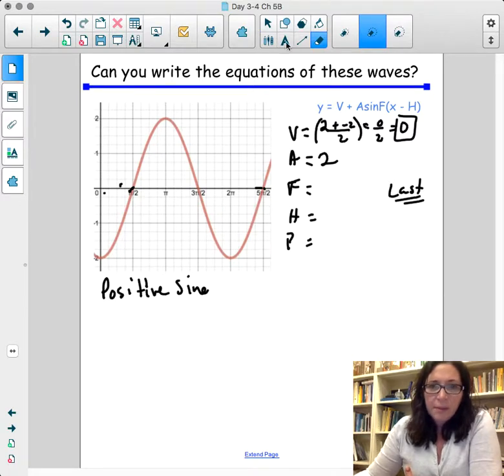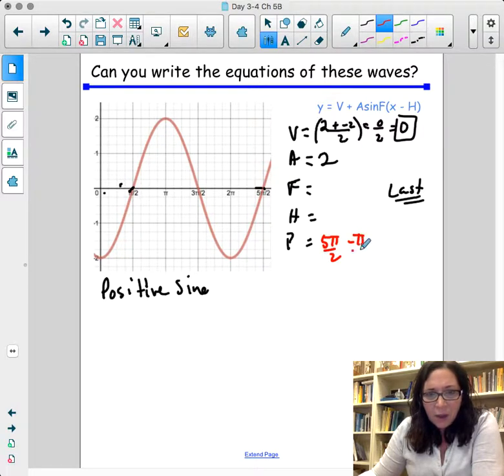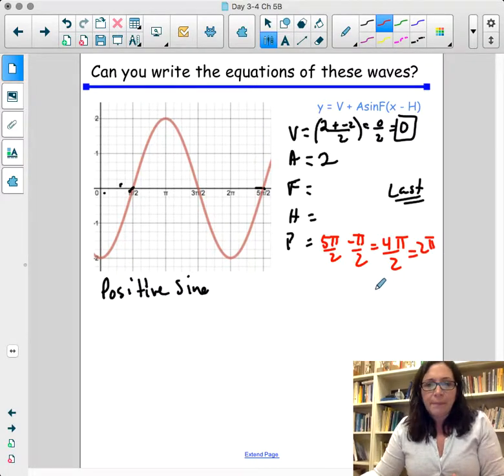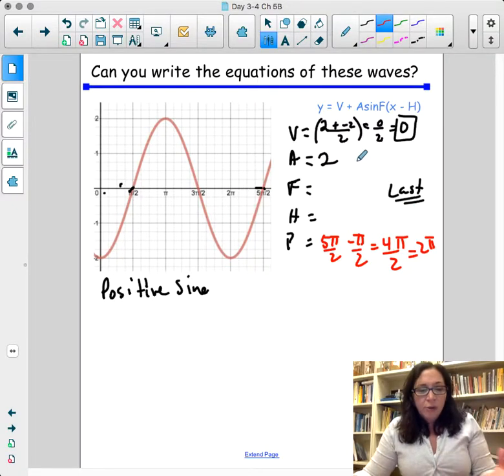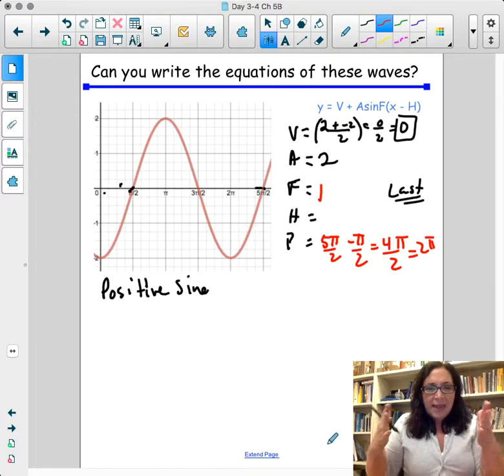Let me write that a little bit better so you can see that. My period is going to be 5 pi over 2 minus pi over 2, which makes 4 pi over 2, which is 2 pi. So my period is 2 pi. Remember, a regular period for a sine and cosine wave is 2 pi. So that means I just have one of my graphs within that 2 pi period.